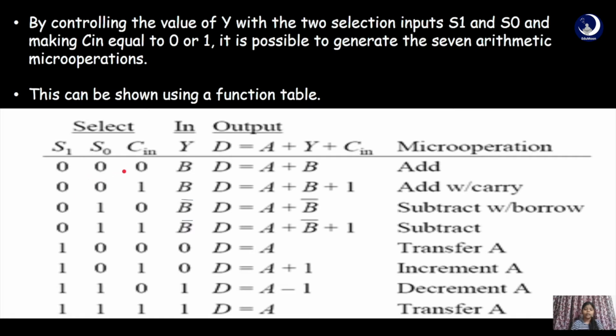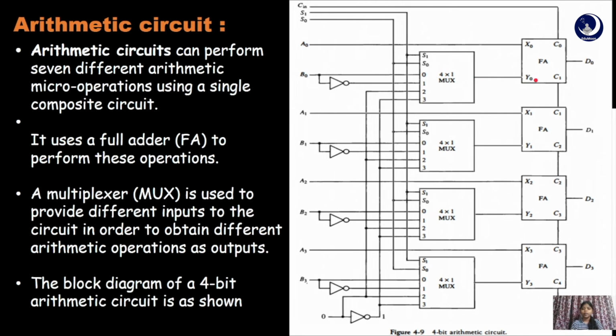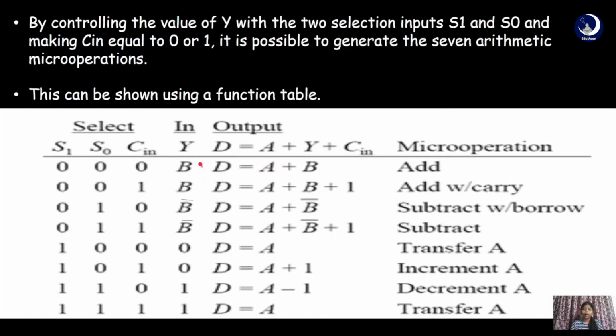As we see these combinations, the first two combinations have the select inputs S1 and S0 equal to 0, 0, the next two combinations have the select inputs S1, S0 equal to 0, 1, the next two have S1, S0 equal to 1, 0, and the last two combinations have S1, S0 equal to 1, 1. So when S1, S0 equal to 0, 0, all the 0 inputs of the multiplexers are selected. Here 0 inputs are nothing but the bits of register B. So when S1, S0 equal to 0, 0, B register is selected by the multiplexer and given as the Y inputs to the full adder.